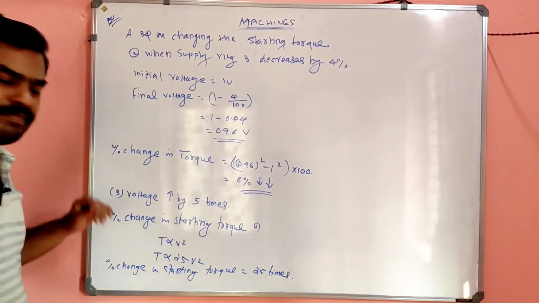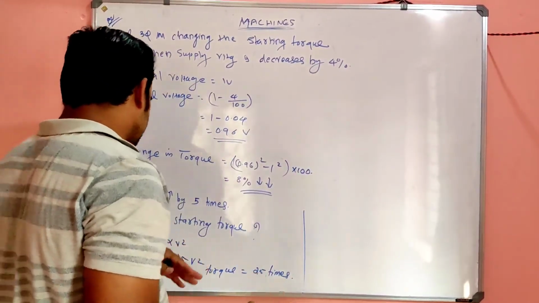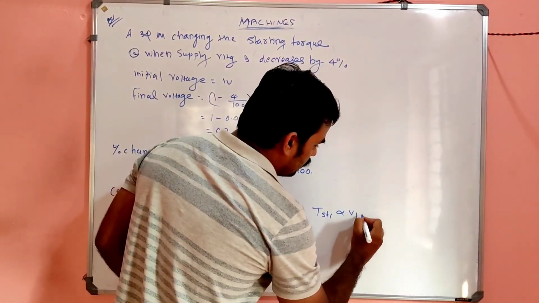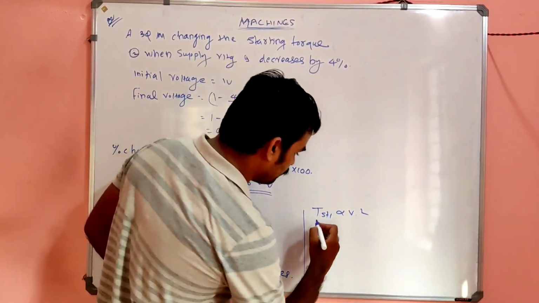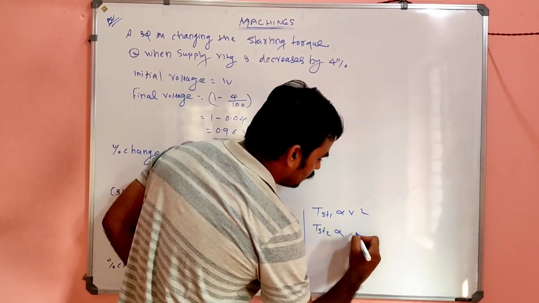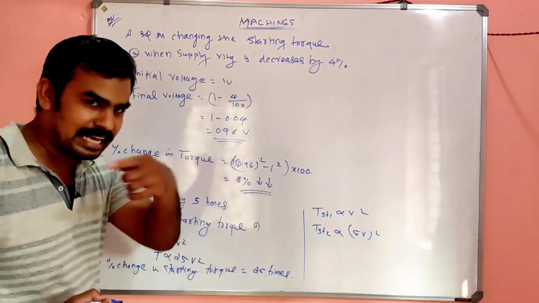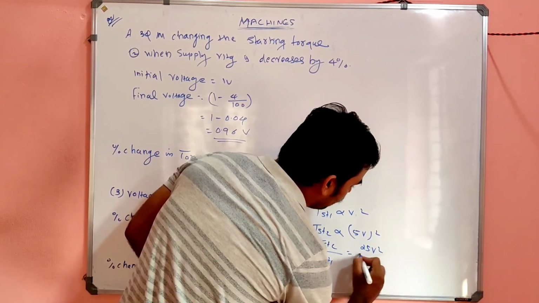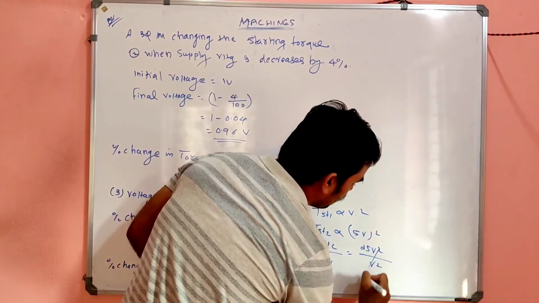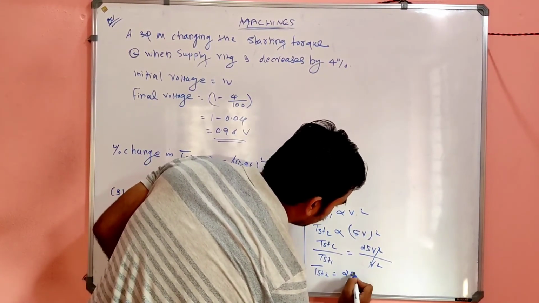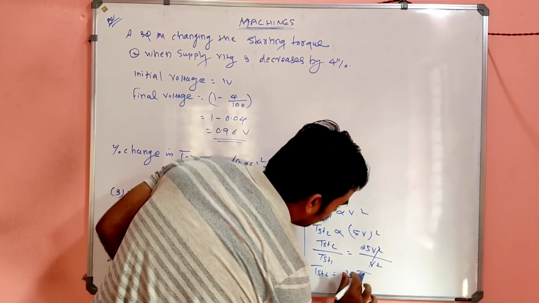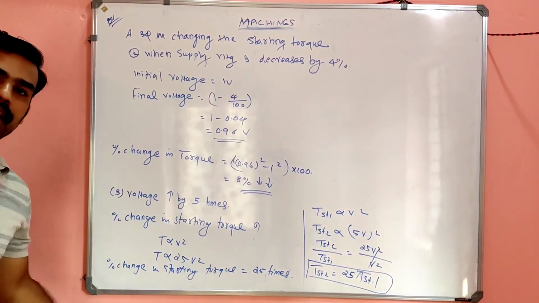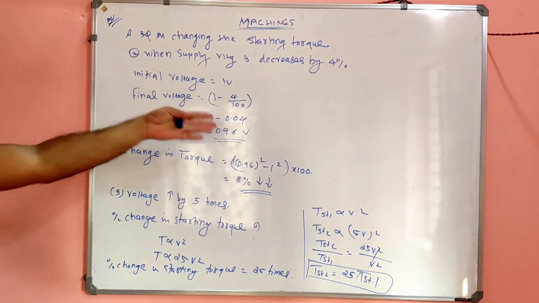You can do it in simple, direct steps, no expanded step. Let T start 1 be the initial starting torque, which is proportional to V square, and T start 2 will be proportional to 5V the whole square. And T start 2 by T start 1 will be equal to 25 V square divided by V square. V square and V square get cancelled. T start 2 equals 25 times T start 1. Every question you can solve in that manner also.